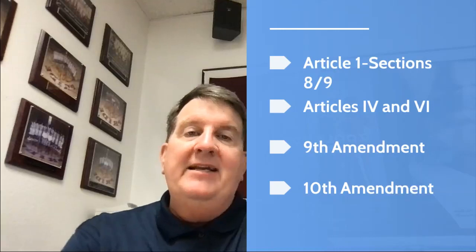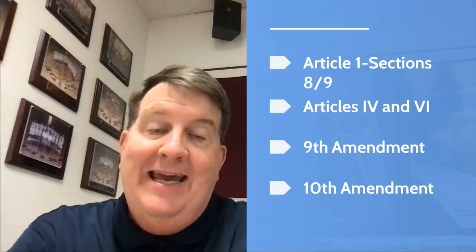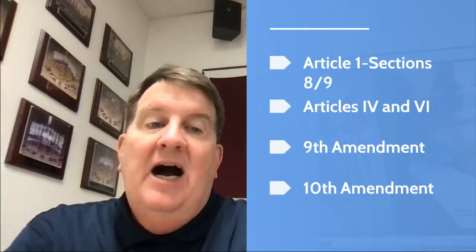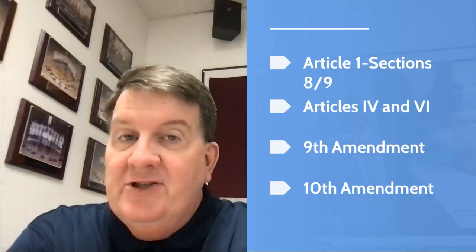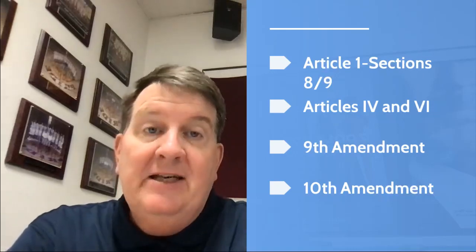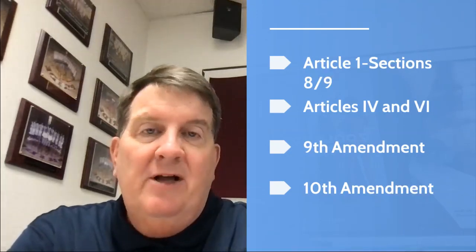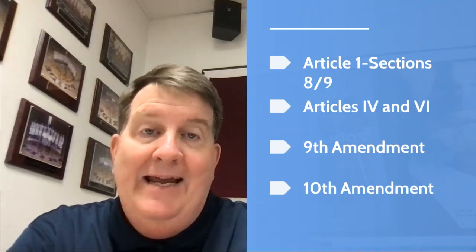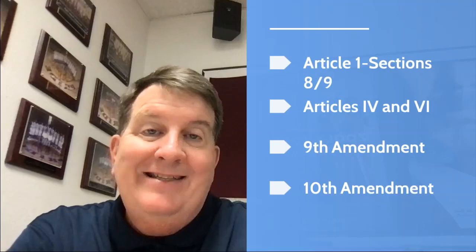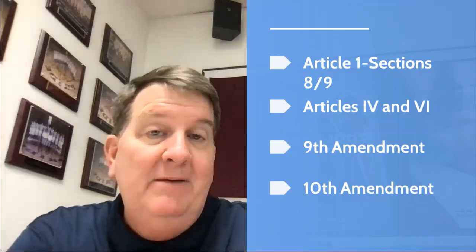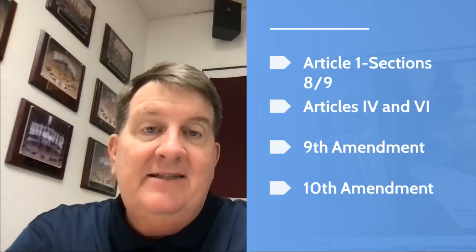So Article 1, Section 8 is everything Congress can do. Article 1, Section 9 is everything Congress can't do, which is left to the states. Articles 4 and 6 deal with the full faith and credit, the immunities and privileges clause, the supremacy clause. Those are some clauses we should be thinking about, especially the supremacy clause, where the Constitution is the law of the land when it comes to federal and state. The Ninth Amendment says anything that's not in the Constitution is left to the people. And the 10th Amendment says anything that's not in the Constitution is left to the states.